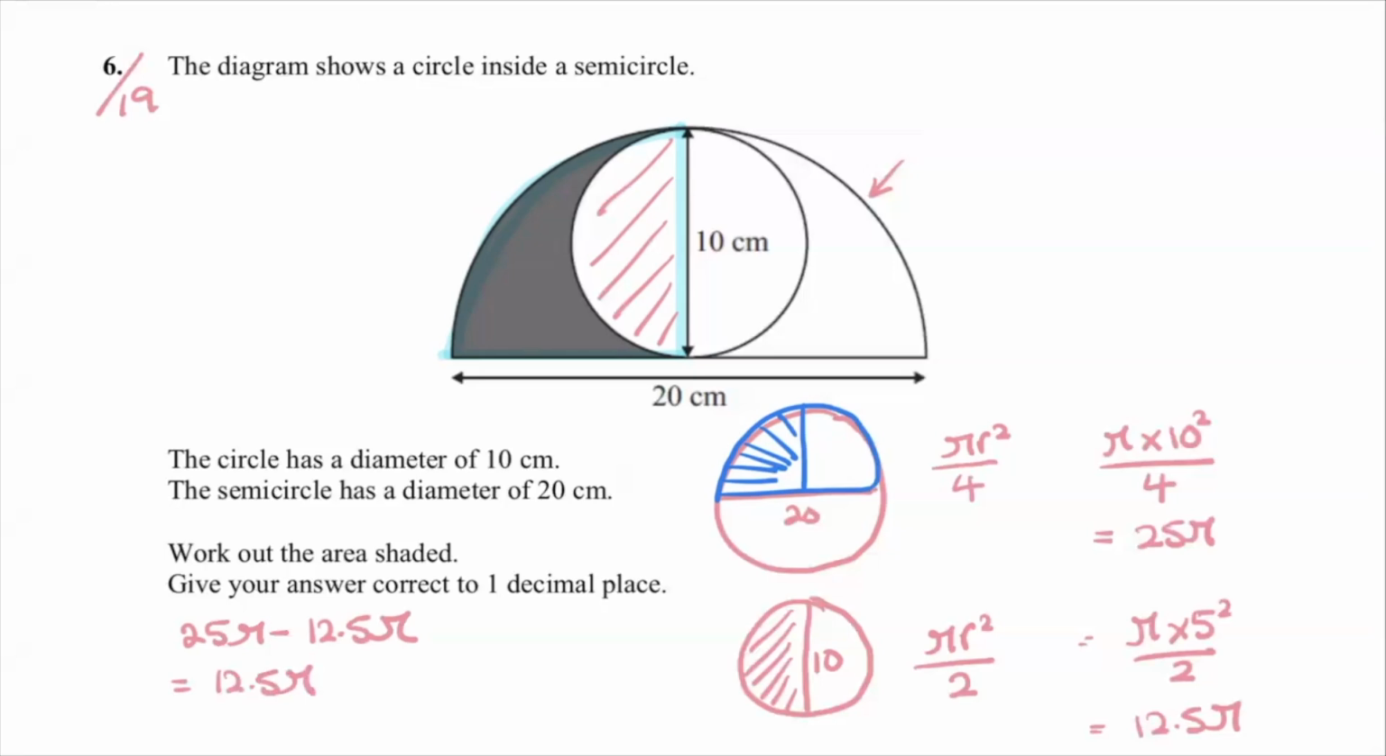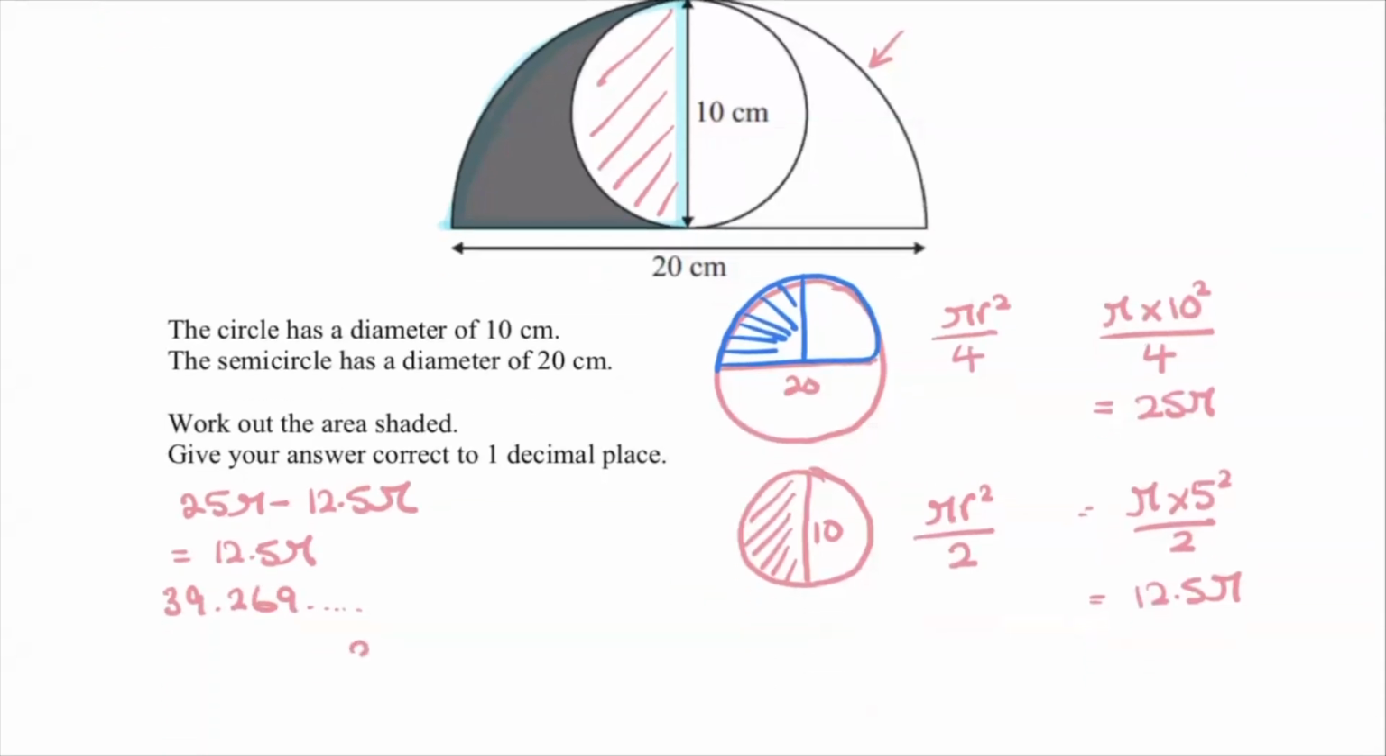And now I'm going to look at my decimal, which is 39.269, on and on it goes. They're asking my answer to be to one decimal place. So my final answer is 39.3 centimeters squared.